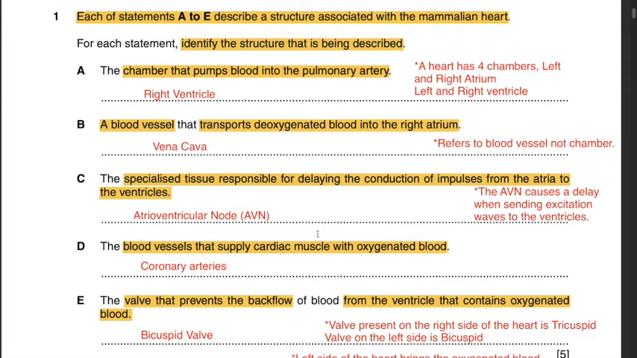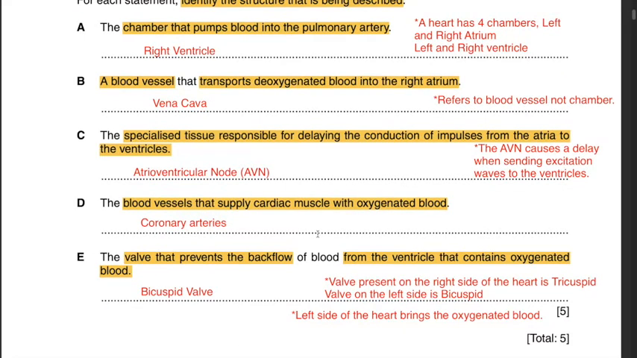Statement E. The valve that prevents the backflow of blood from the ventricle that contains oxygenated blood. The valve present on the right side of the heart is known as the tricuspid valve, and the valve on the left side is known as the bicuspid valve. And as you know, the left side of the heart carries the oxygenated blood. Therefore, since the question refers to the ventricle that contains oxygenated blood, it refers to the left side of the heart. And what valve is present on the left side of the heart? It is the bicuspid valve. Hence the answer is bicuspid valve.